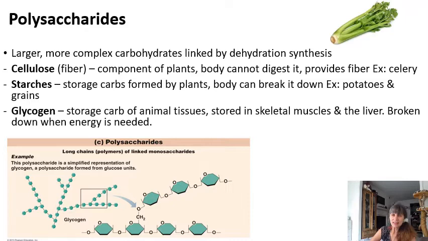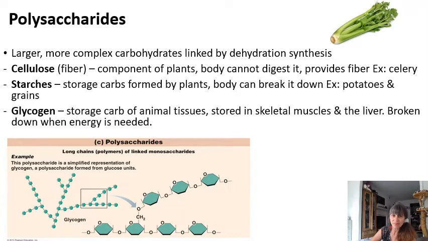Cellulose is a carbohydrate form found in plants that our bodies cannot digest because we don't have the enzymes to break down cellulose. That's why it's often referred to as fiber. And when we eat foods that have a lot of cellulose in them, the fiber helps to sweep through our digestive system and clean it out.